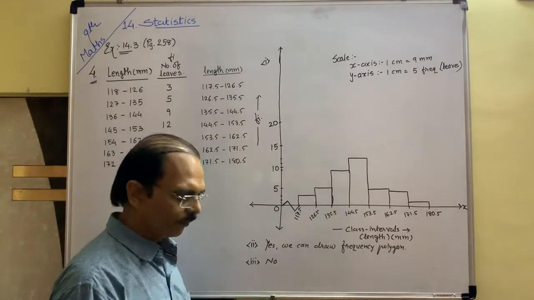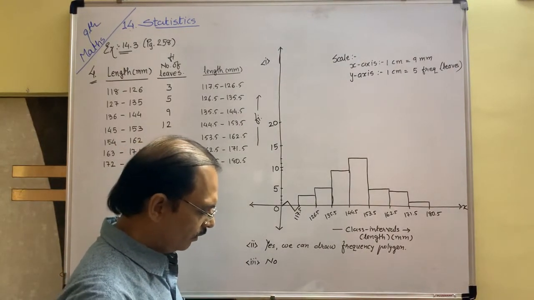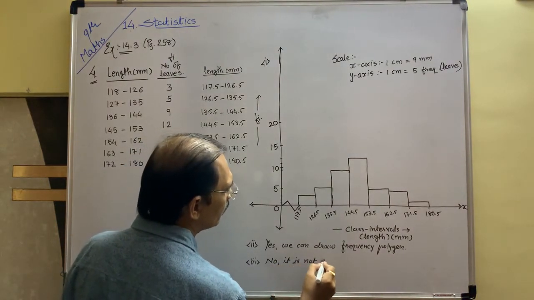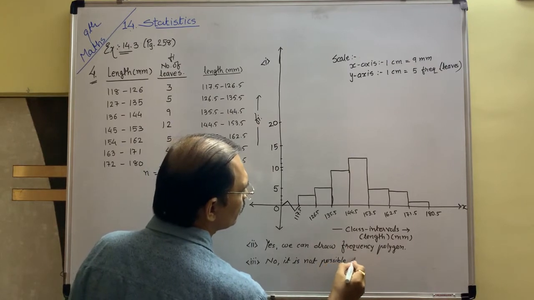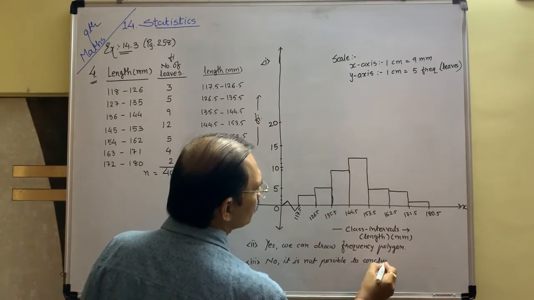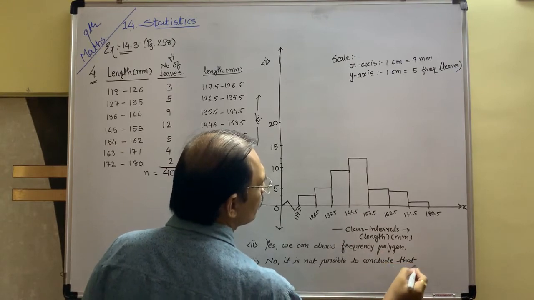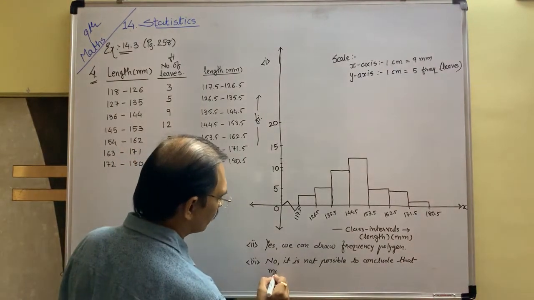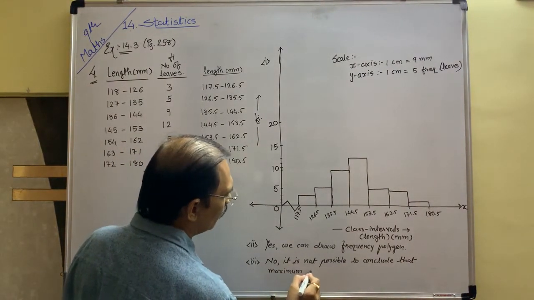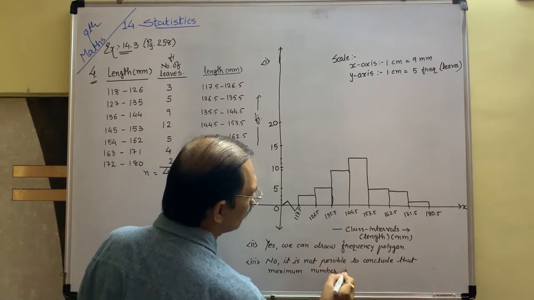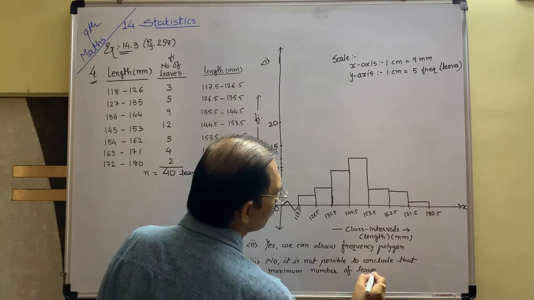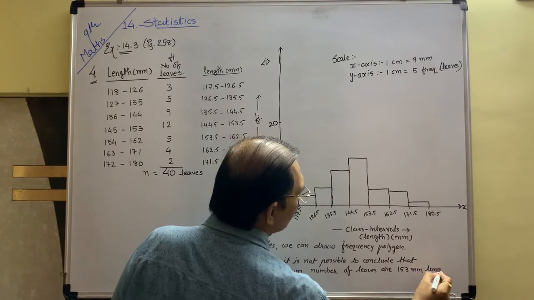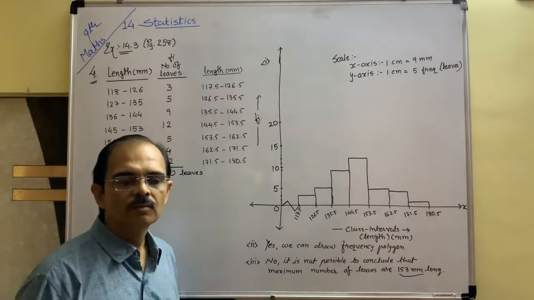So the answer is what? No, it is not possible to conclude that the maximum number of leaves are 153 millimeter long. Means exactly 153 millimeter is not possible.